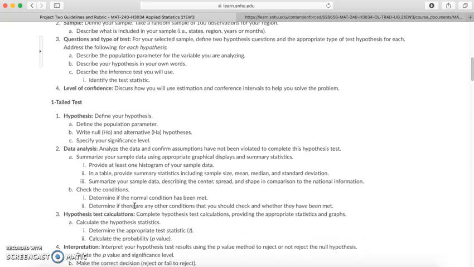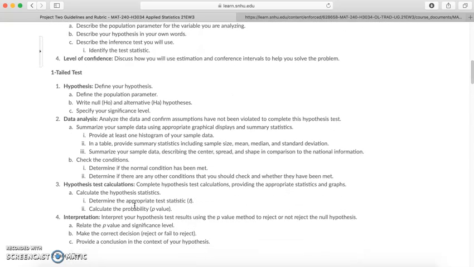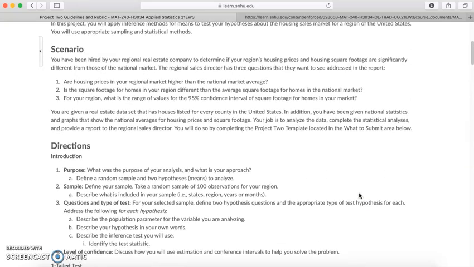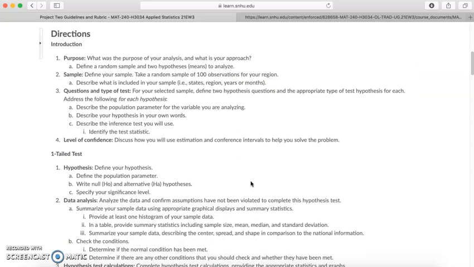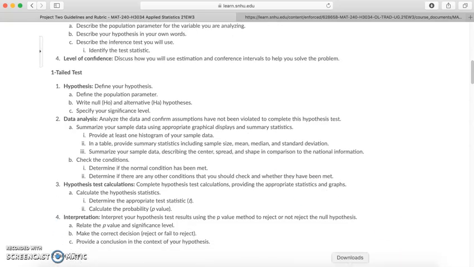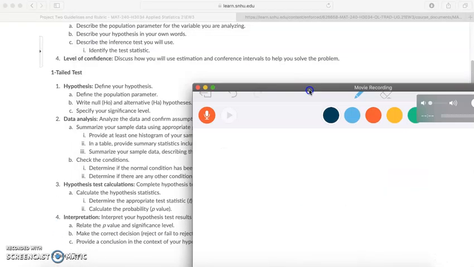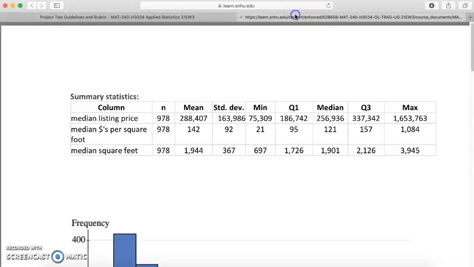So first, let's take a quick look at the one-tailed test. What we're saying here, going back up to question number 1, is: are the housing prices in your regional market higher than the national average? So let's do a couple things. Let's keep this down here for us. Let's go over here to the national market. This is one of the links in that folder.